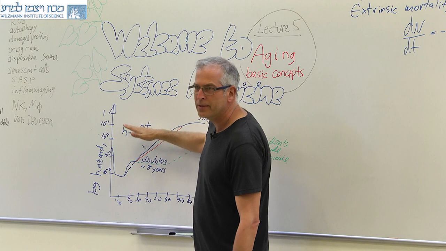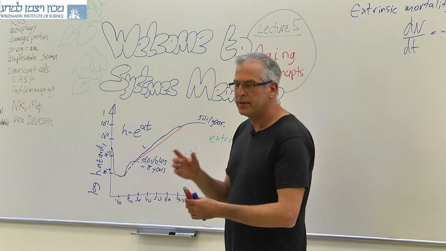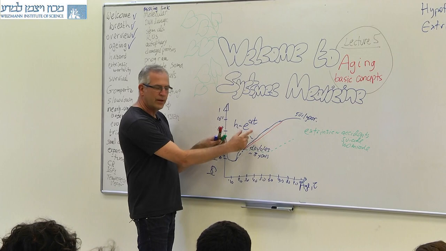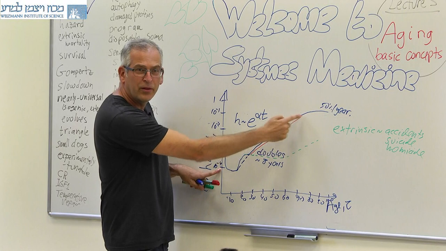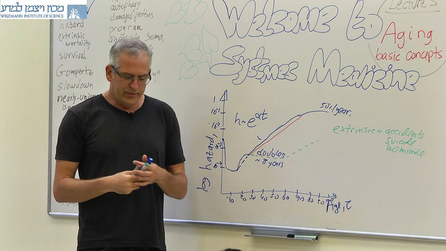So if you go to, okay, I want to tell it in this way. This law, as it goes like e to the alpha t at a certain period, actually it's not that bad. It can go between 10 to the minus 4 to 10 to the minus 1, 3 decades of hazard, 3 orders of magnitude. This law is called, it's a famous law, it's called Gompertz law.